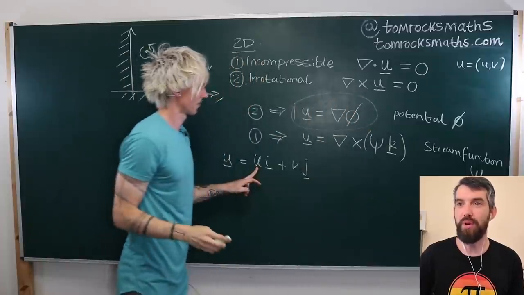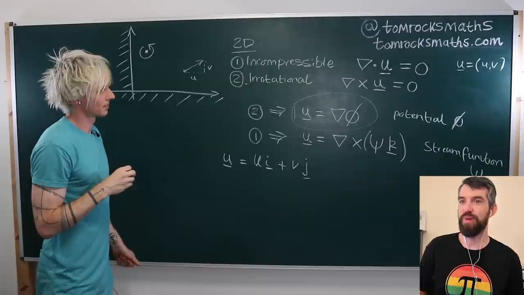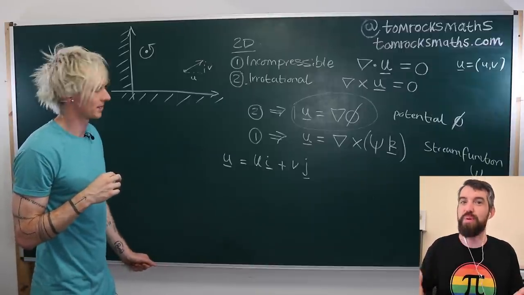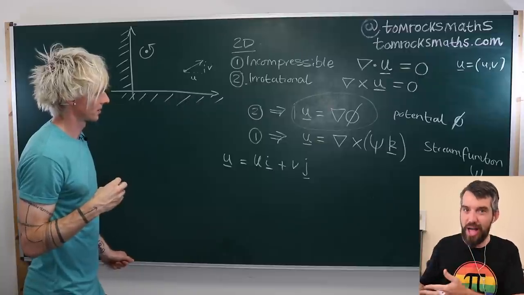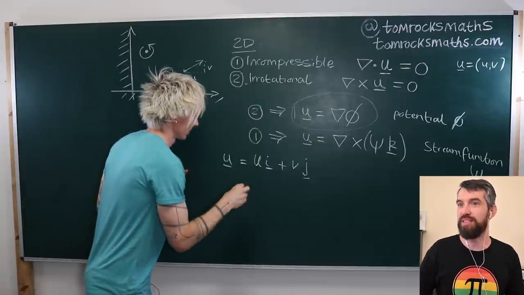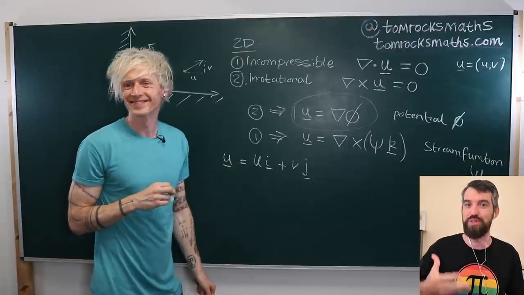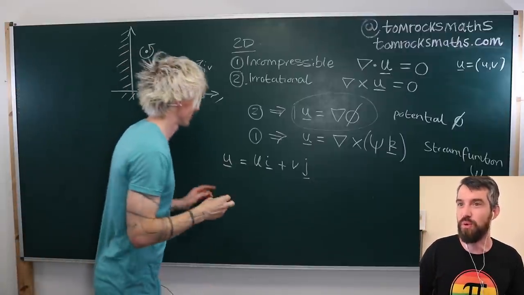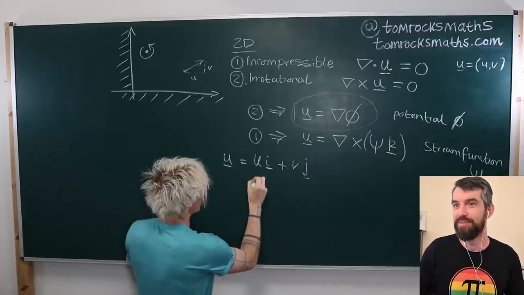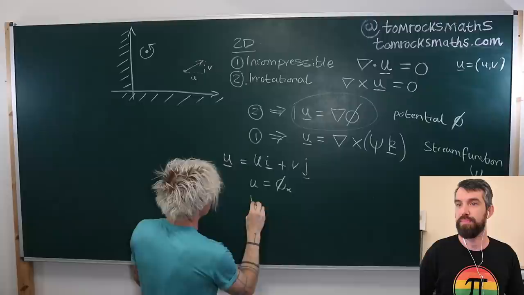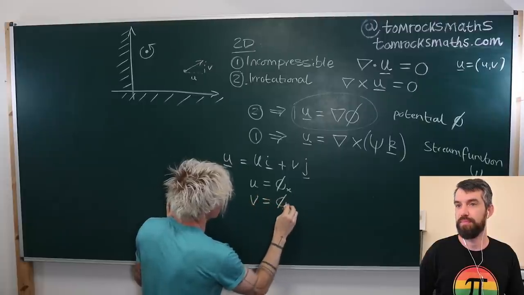Right, well, the gradient of phi here is going to be a vector. It's going to have two different components, and the two different components are the partial derivatives with respect to x and y, respectively. So I guess we're saying that the little u, the scalar u, would be the partial with respect to x, and v would be the partial with respect to y. Is that where we're going? Perfect. Yes, exactly. So u is phi x, and v is phi y.